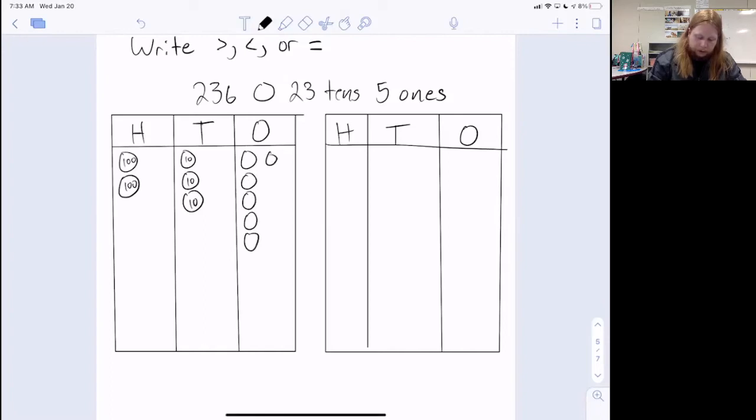Going down 5, coming back up, and putting in that 6th one. Over here, we have 23 tens and 5 ones. So I'm going to have to draw 23 tens. So let's go 1, 2, 3, 4, 5, 6, 7, 8, 9, 10. So I've drawn 10 of the 23.